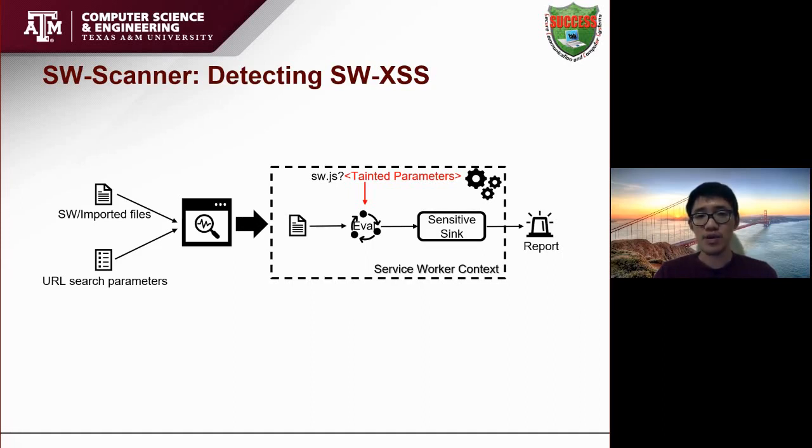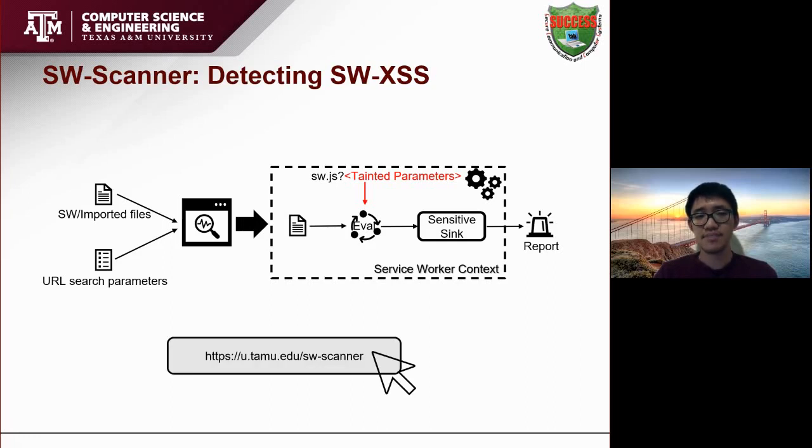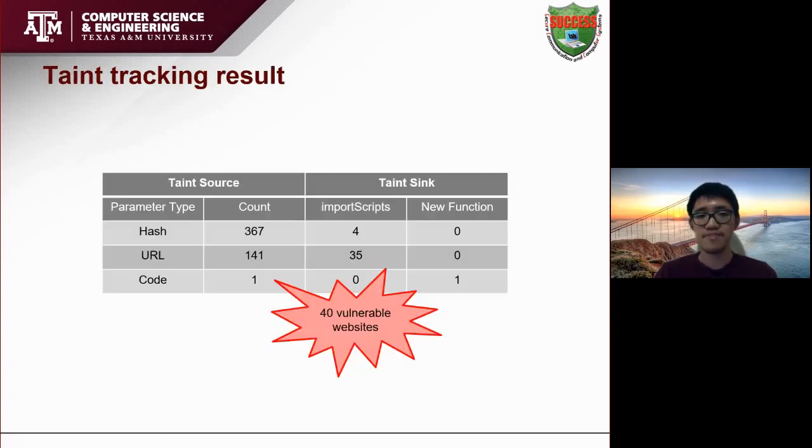SW Scanner will first take the specified parameter, then evaluate the service worker file inside its own service worker context. When a taint parameter reaches a sensitive sink, SW Scanner will log and report the taint string and the sink. We open source SW Scanner and the data we collected, which can be accessed at u.tamu.edu/SW Scanner. We refer to the details of SW Scanner implementation in our paper.